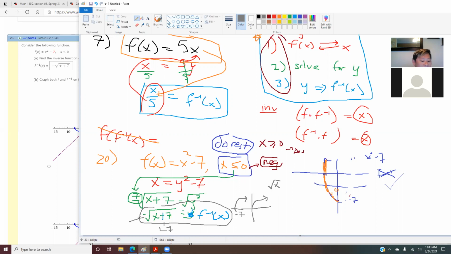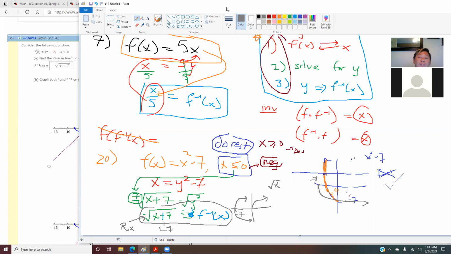And then what does this negative in front mean? To go down. It's a reflection on the x-axis. So it will go down like this. So your graph for the inverse function will be at negative 7, and it will go down like this.